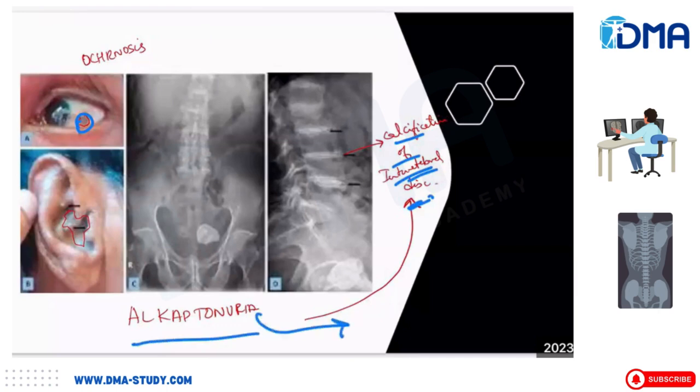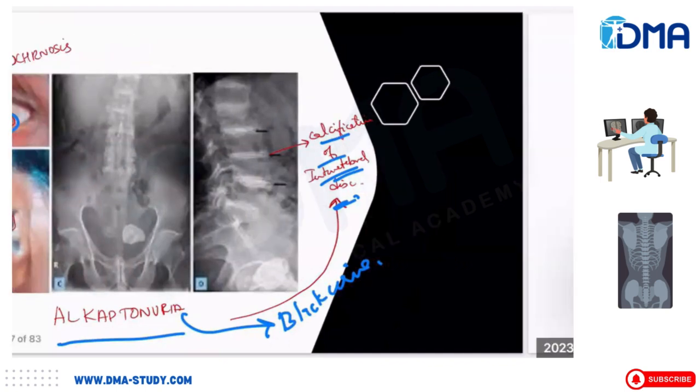What will be the urine color in alkaptonuria? Black color urine will be there. Initially, the urine which comes out of the body will be in the normal transparent color, but after getting exposed to the air, it will become black color.